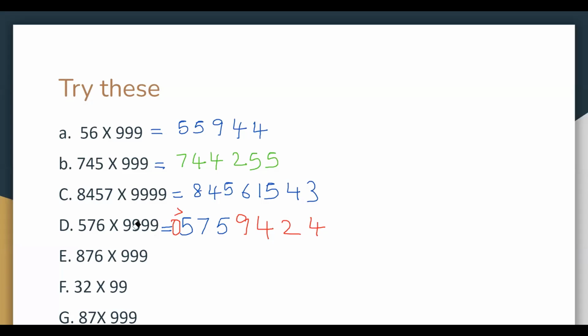All right. Now let's try the next one without putting any arrows. Let's directly do it. So the first step is 876 minus 1, where we get 875. 9 minus 8 is 1. 9 minus 7 is 2. And 9 minus 5 is 4. That's your answer. 32 into 99: 3, 1. 9 minus 3 is 6. 9 minus 1 is 8. See how easy it is?